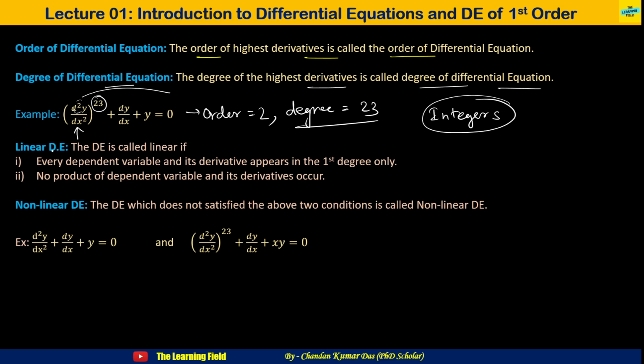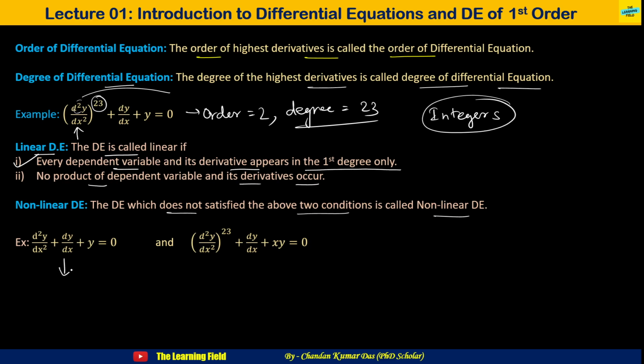Right? Now, what is a linear differential equation? We all know that any type of equation may be linear or non-linear. So the differential equation is called linear if every dependent variable and its derivatives appear in first degree only, and no product of the dependent variable and its derivative occurs. Fine. What is a nonlinear differential equation? The differential equation which does not satisfy the above two conditions is called a non-linear differential equation.